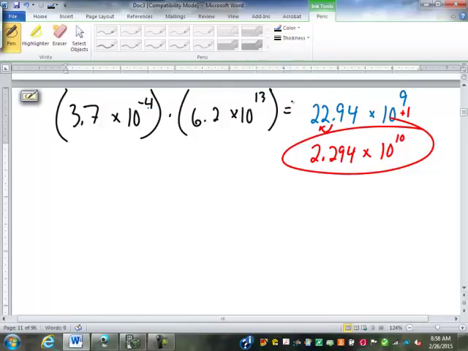What's that? Math is like Spanish, second language.